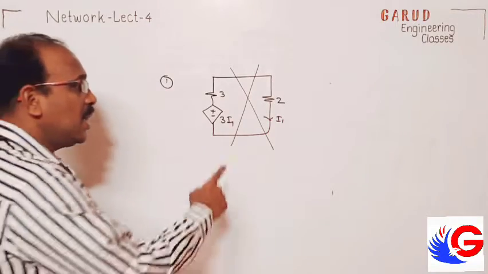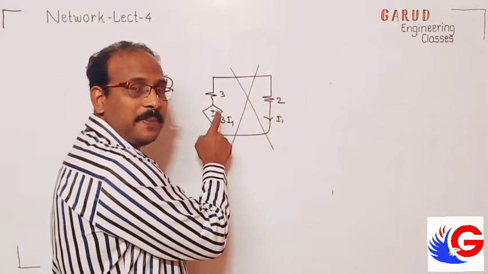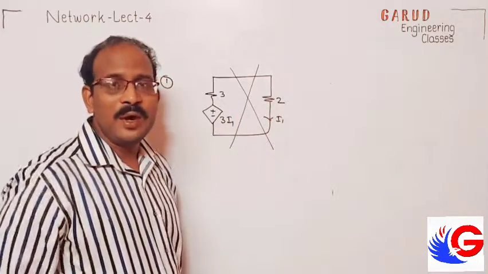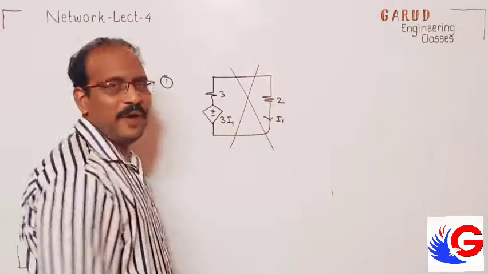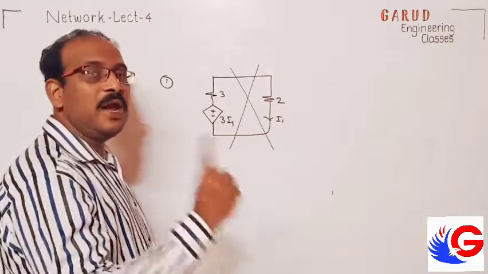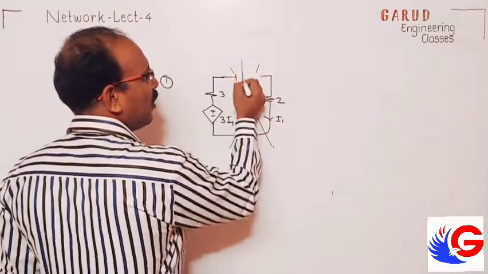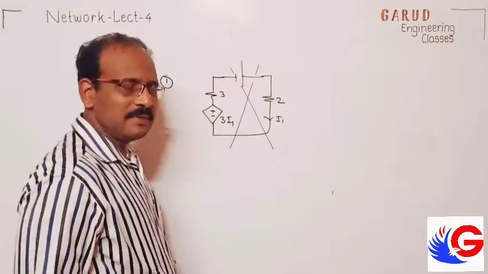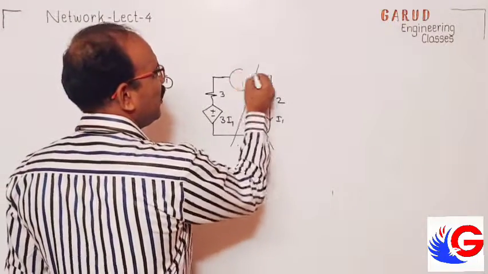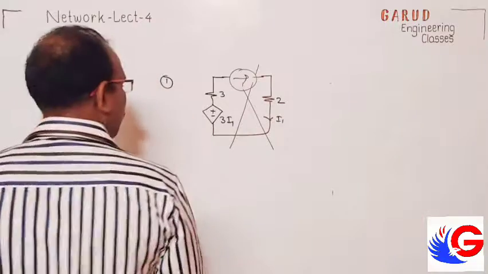Understood? Only dependent sources will not drive the network, because it is dependent on somewhere. So there must be at least one independent source. Will this work? Yes, this will work. If I add some current source, will this work? Yes, it will work. So this is the first rule.